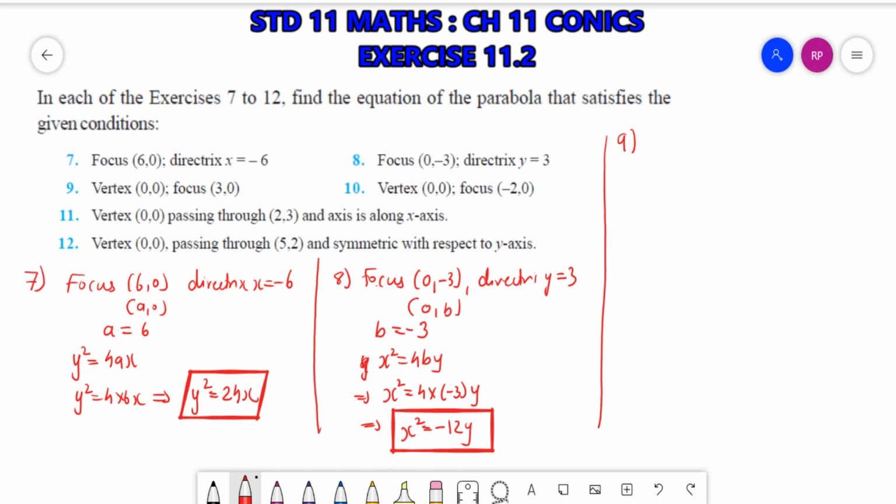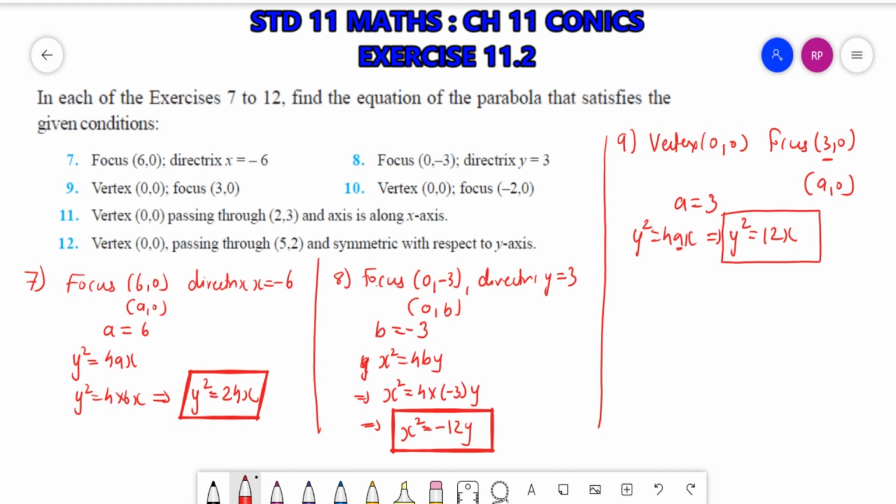Let's see the ninth one. Vertex (0, 0), focus (3, 0). Here the y component is 0 in the focus, so comparing with (a, 0) we get a equal to 3. So the general equation y square equal to 4ax implies y square equal to 4 into 3, 12x. So y square is equal to 12x. This is the equation of the parabola for question number 9.